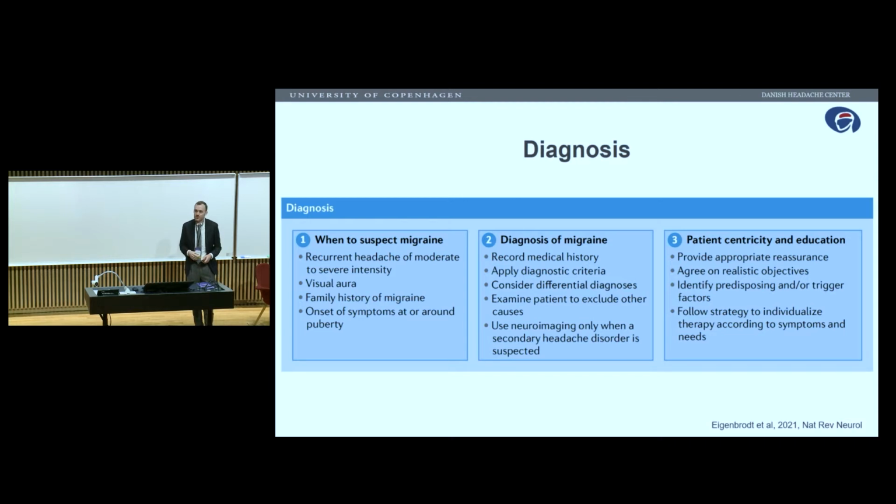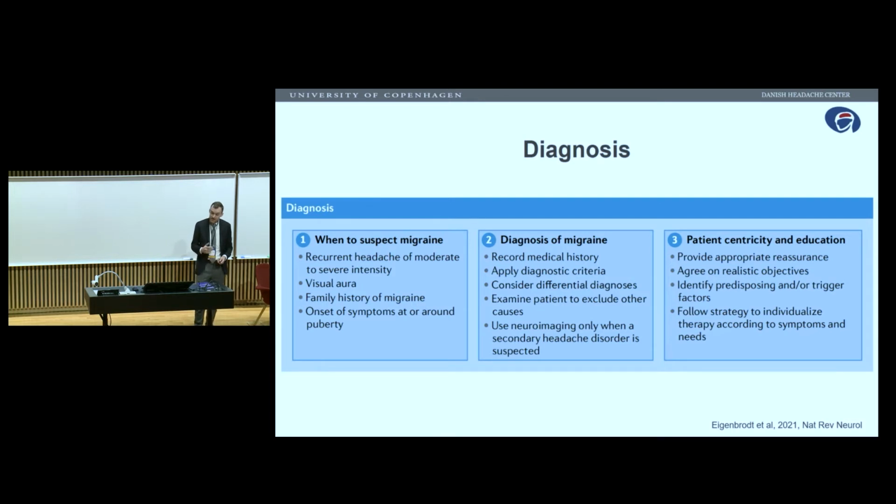And what do you do when you think someone suffers from a migraine? Well, of course, you record a medical history and you apply the diagnostic criteria. Consider differential diagnosis, because there are a lot of secondary headaches out there and you don't want to miss those. And then you examine the patients to exclude these secondary headaches, either clinically or paraclinically. And then you move on when you say, okay, I'm pretty sure this is a migraine, or I'm sure this is a migraine.